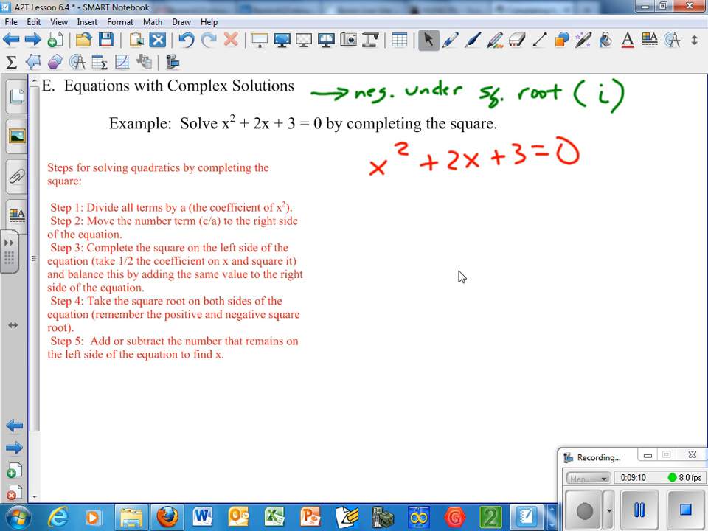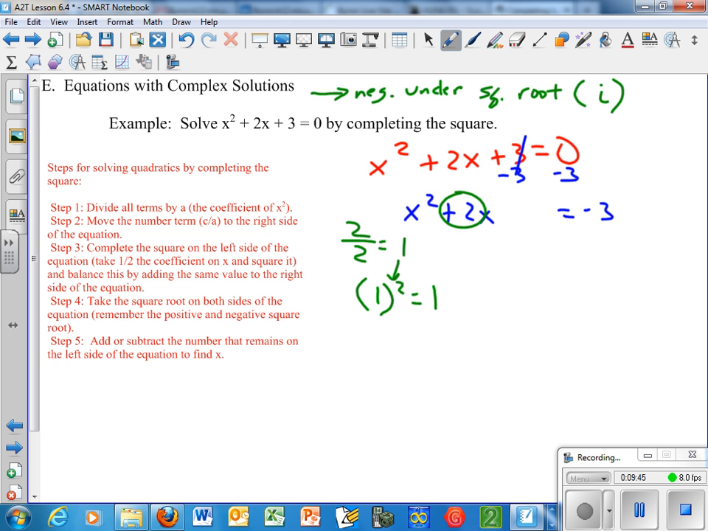Again, first step is to divide by a if there's anything other than a 1 in front of x squared. This has a 1, we don't have to do that. Step 2, move the number term to the other side. So I want to subtract 3, so x squared plus 2x, leave a space, equals negative 3. Okay? Step 3, complete the square on the left side of the equation. Take half the coefficient on x and square it. Here's the coefficient on x. That's even, so I can actually take half of it, divide it by 2. It's 1. We want to take 1 and square it, so I get 1.